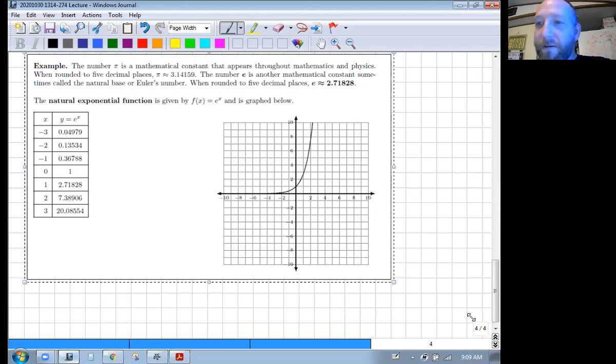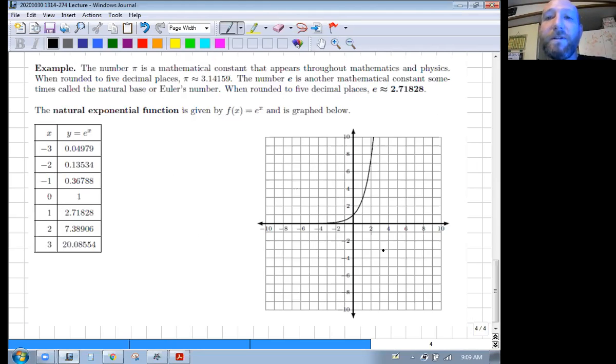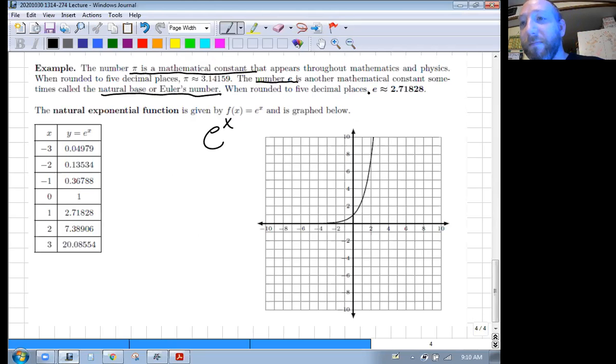Now our favorite exponential function is e to the x, all right? Just like pi is a mathematical constant that y'all know about, that appears all throughout mathematics and physics, all right? The number e, known as the natural base or Euler's number, all right, shows up all throughout math and physics. It occurs in nature pretty much everywhere. And it is 2.71828, and it goes on forever. That's just a rounded approximation, all right? It is a transcendental number.